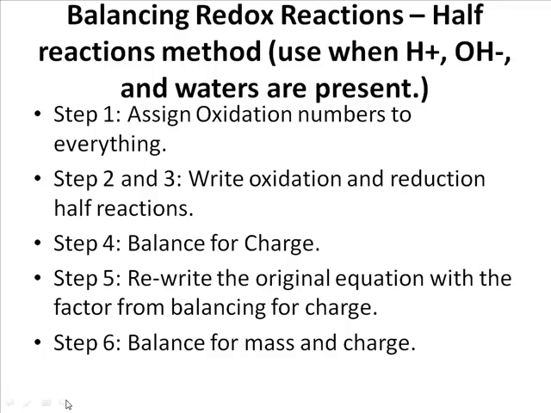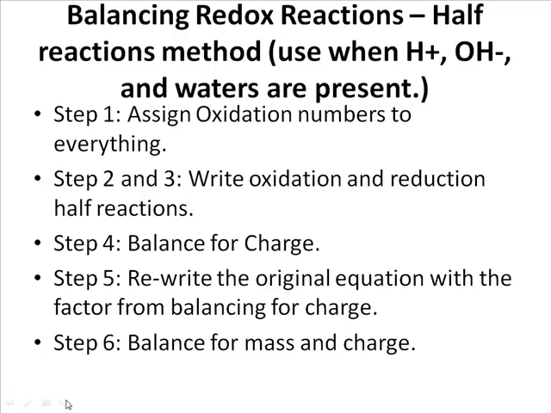Today we're going to learn three different types of methods when balancing redox reactions. The first of the three types of methods is called the half reactions method, and you use this method when you have H+, OH-, and waters present in your original reaction.